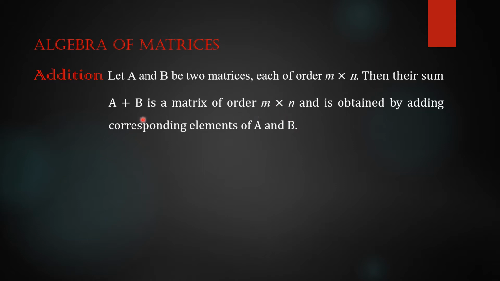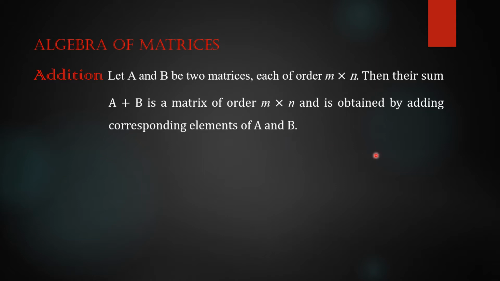And how to obtain A plus B? A plus B is obtained by taking the sum of the corresponding places' elements. It is obtained by adding the corresponding elements of A and B. Corresponding elements mean same position elements. In the two matrices, the elements in the same position must be added. Then you will get the sum of the two matrices A and B.